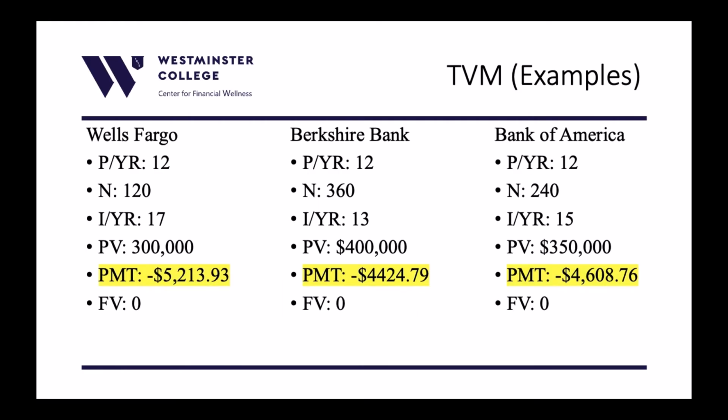So when we fill that out, it'll look something like this. And when you click on payment, you'll receive the monthly payment that you'll have to reimburse that bank for your mortgage. So as you can see, the Wells Fargo loan is the most expensive monthly repayment.